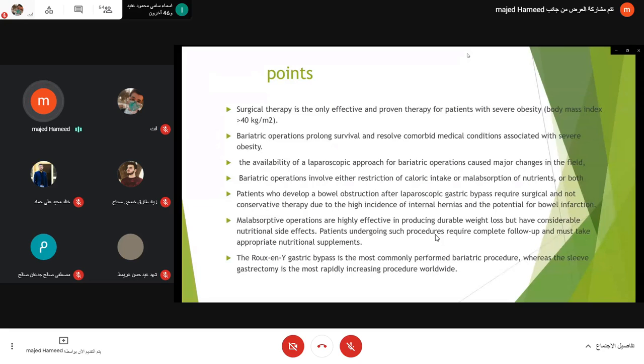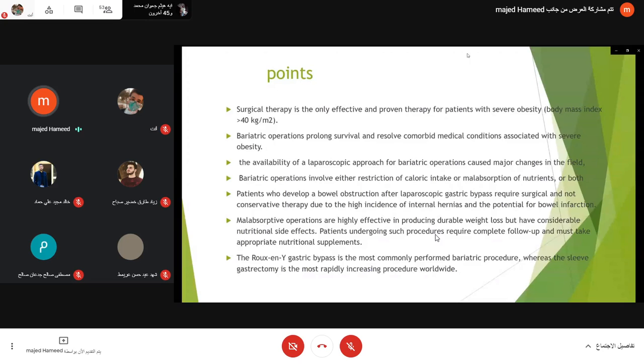Malabsorptive operations are highly effective in producing durable weight loss, but have considerable nutritional side effects. Patients undergoing such procedures require complete follow-up and must take appropriate nutritional supplements. Gastric bypass is the most commonly performed bariatric procedure, whereas the sleeve gastrectomy is the most rapidly increasing procedure worldwide.